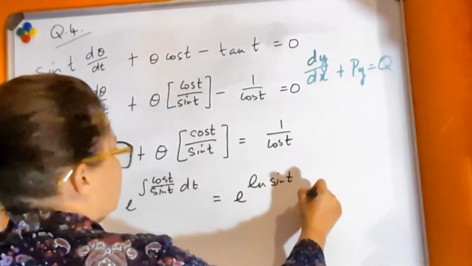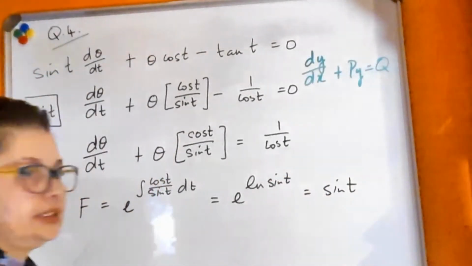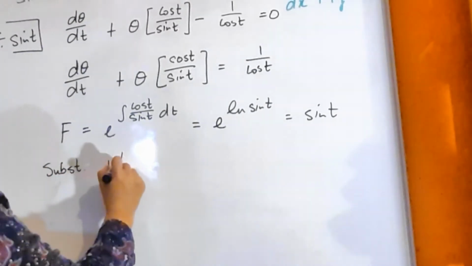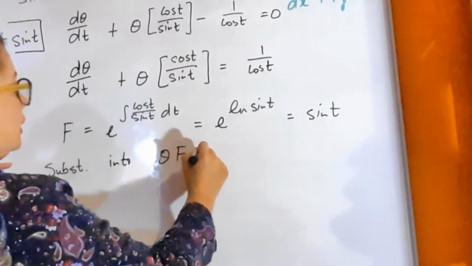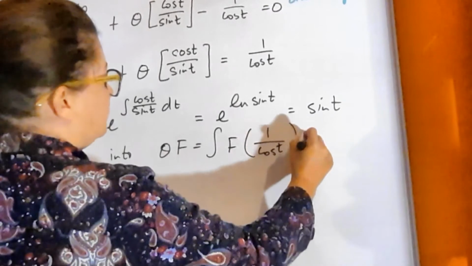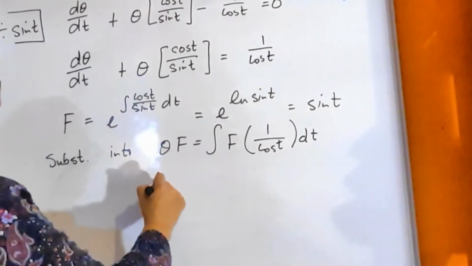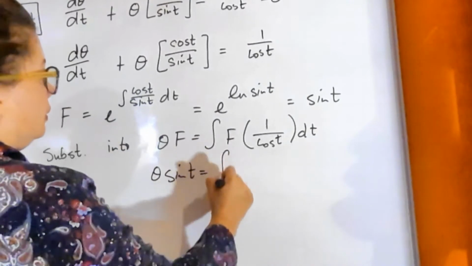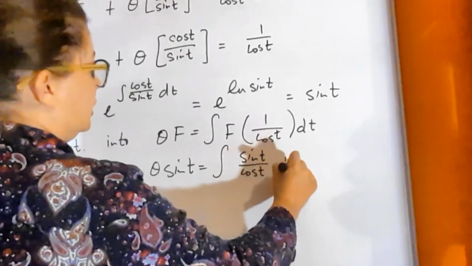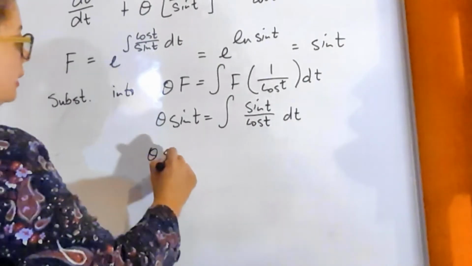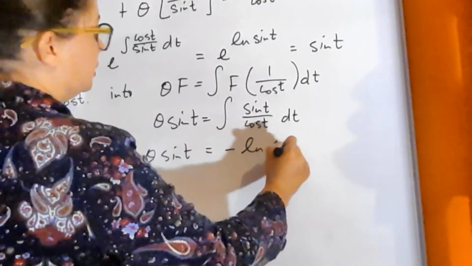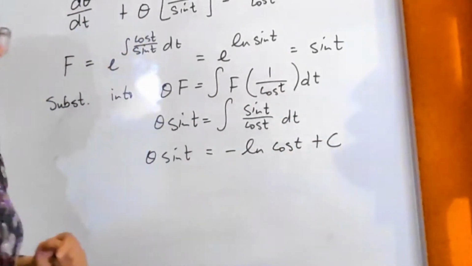natural log of sine t, which is the same as sine t. We substitute into theta F equals the integral of F times 1 over cos t, right? So we'll have, that's going to be sine t over cos t dt, and the integral of that is going to be minus ln cos t plus a constant value.